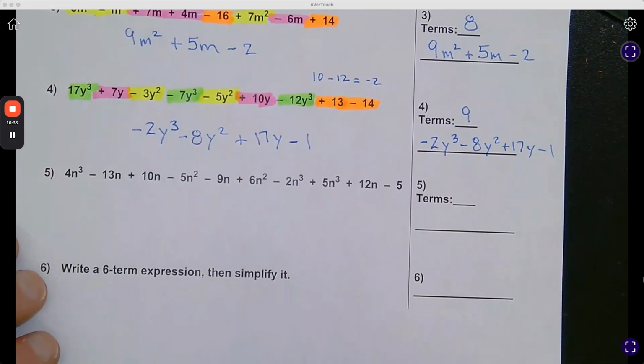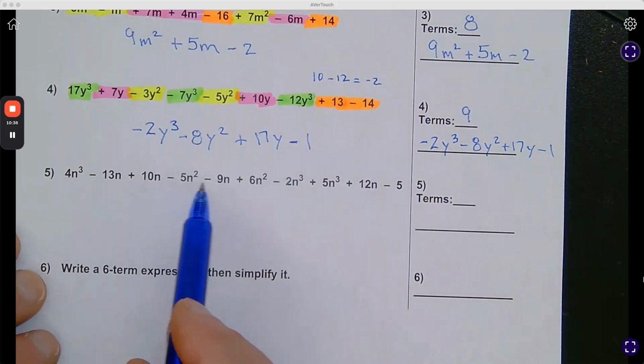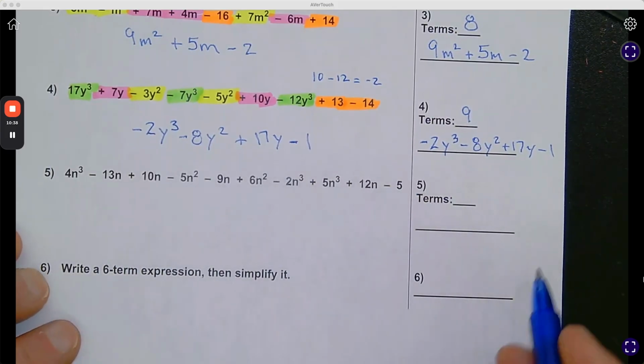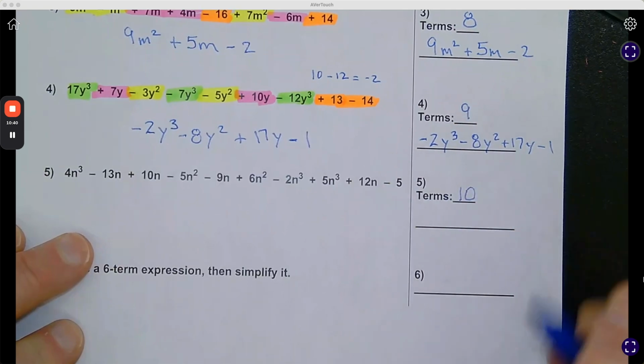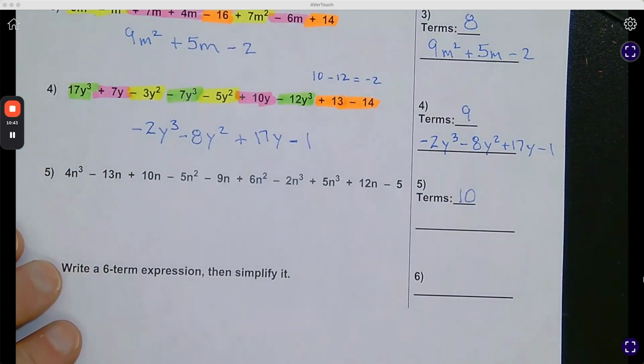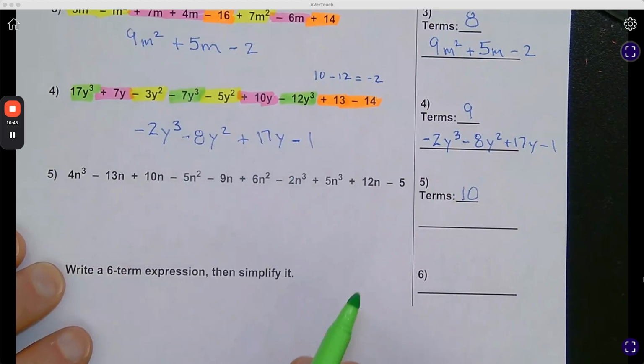Go. You're doing great. 1, 2, 3, 4, 5, 6, 7, 8, 9, 10. Holy Toledo, 10 terms. Okay, here we go. Let's start with our n's cubed.